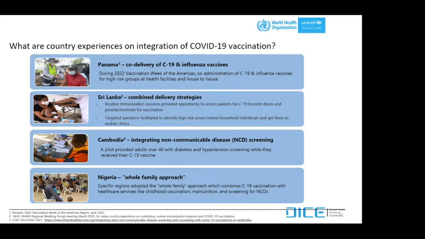Nigeria had the whole family approach. Specific regions adopted the family approach, which combines COVID-19 vaccination with healthcare services like childhood vaccination, malnutrition, and screening for NCDs. And we know some countries like Zambia are using digital and geospatial enabled micro-planning for routine and COVID-19 vaccine delivery. Next slide, please.